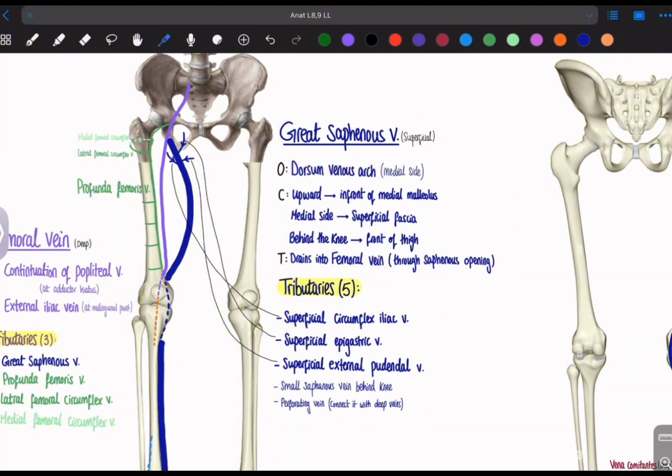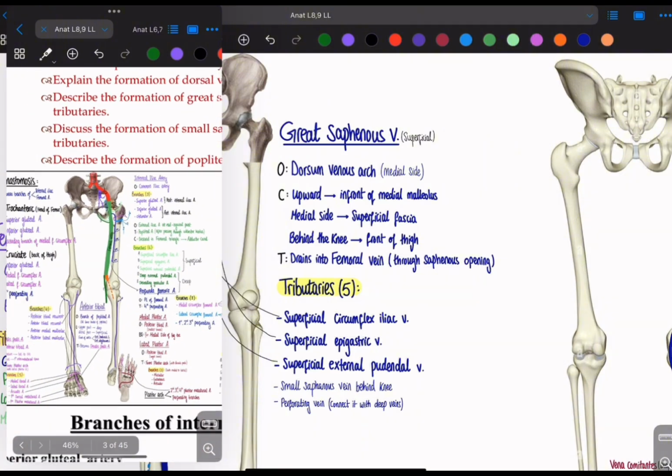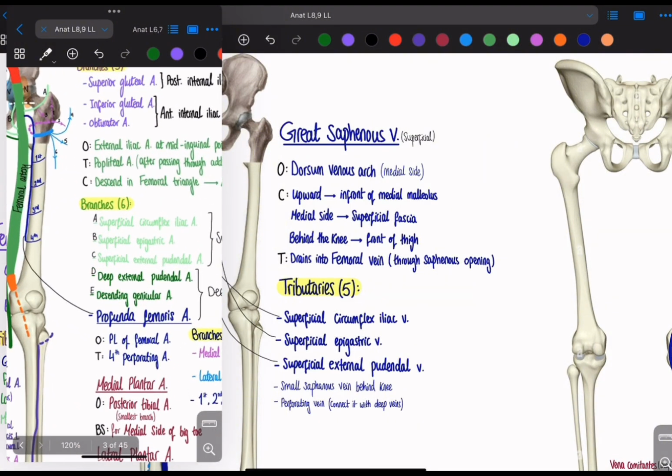What about its branches? In the veins we don't have branches. We have veins that drain into the vein. But I'm going to say branches because it's easier. So what are the branches, or what are the veins that drain into the great saphenous vein? They're the exact same as the superficial branches of the femoral artery. Remember in the artery here we said we have superficial branches for the femoral artery, which were superficial circumflex, superficial epigastric, and superficial external pudendal.